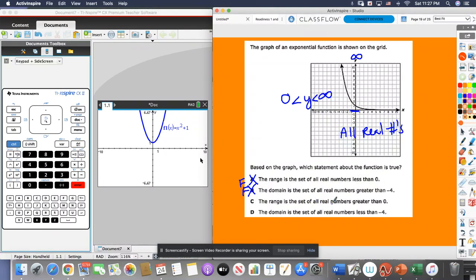The range is a set of all real numbers greater than 0. Started at 0 and it went bigger? Yes, that's true. The domain is the set of all real numbers less than -4. That's false. So again, false, false, true, false. This is one where they could ask which one is a false statement. So beware.